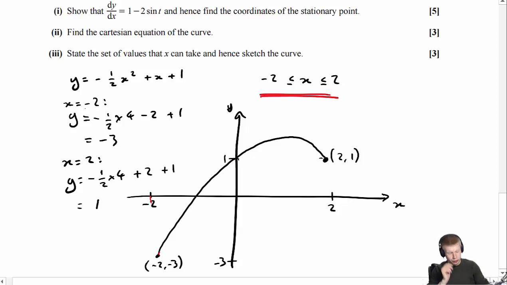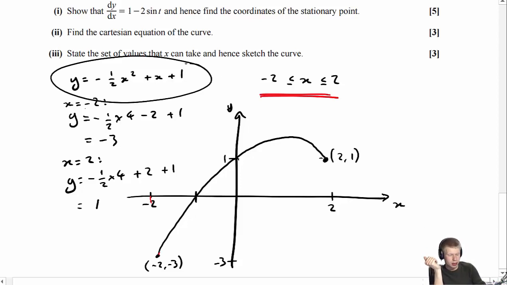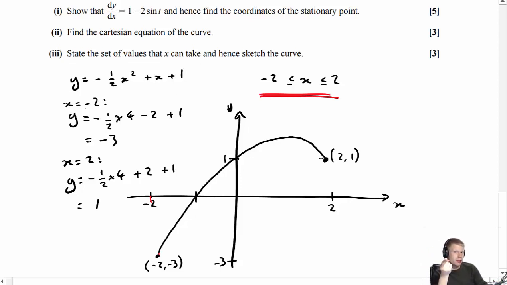Can I put any other information on there? Well, I could find what this root was down here, for example, but I'm not going to bother with that. That's a little bit too much work. You just basically have to solve this equation. But I do know another bit of information. I've already found the other bit of information.